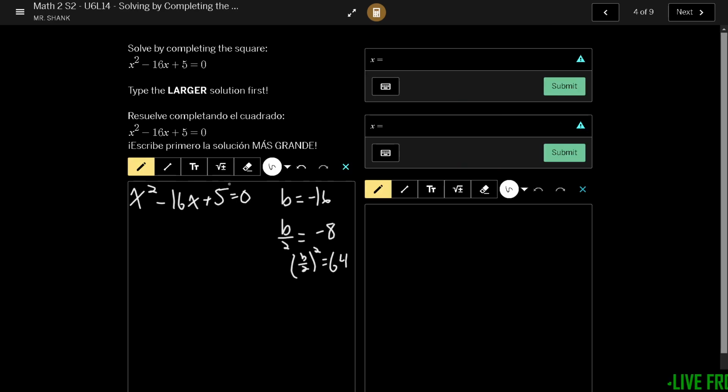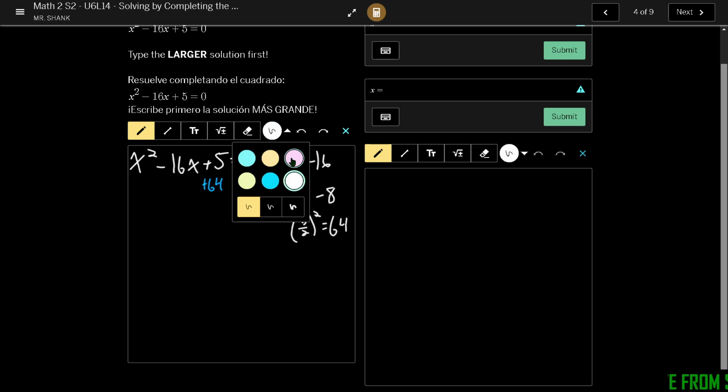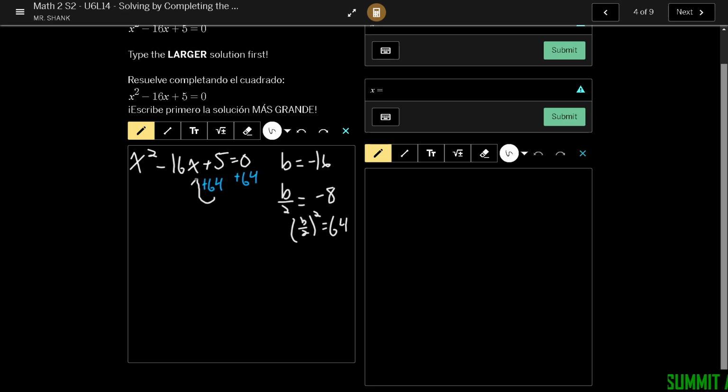All right. So now, let me scroll down a little bit more. There it is. All right. So now we have this. So our first step is to add it to both sides. So I'm going to say plus 64 to both sides. So we have to add this number to both sides. Then we're going to say, all right, group it together. Again, put that number right after that x term. So I'm going to say x squared minus 16x plus 64 plus 5, because I need the rest of the equation, equals 64.